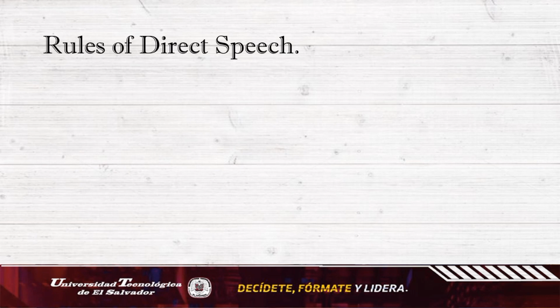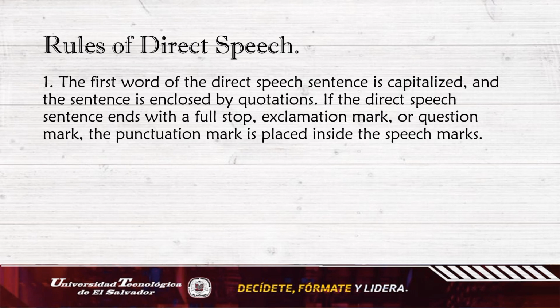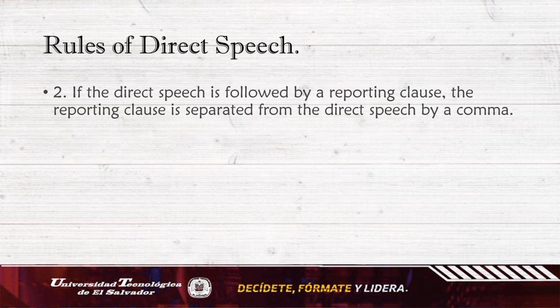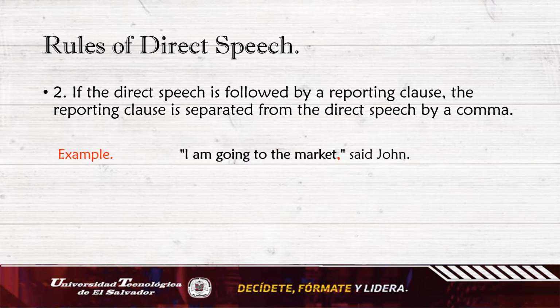Direct speech follows specific punctuation rules that must be observed to convey the correct meaning of the sentence. 1. The first word of the direct speech sentence is capitalized, and the sentence is enclosed by quotations. If the direct speech sentence ends with a full stop, exclamation mark, or question mark, the punctuation mark is placed inside the speech marks. For example, "What is your name?" asked Tom. 2. If the direct speech is followed by a reporting clause, the reporting clause is separated from the direct speech by a comma. For example, "I am going to the market," said John.